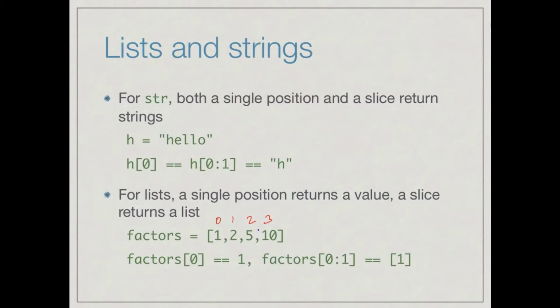As we have seen, for strings, both a single position and a slice return a string. But for a list, a single position returns a value, but a slice returns a list. That is the basic difference between the list and the string. Strings are immutable, but lists are mutable. Mutable means we can change the list easily. But in the case of strings, the word was immutable, and because of that, we were not able to modify a single character. So let's move further onwards.